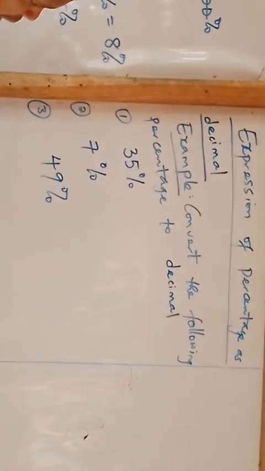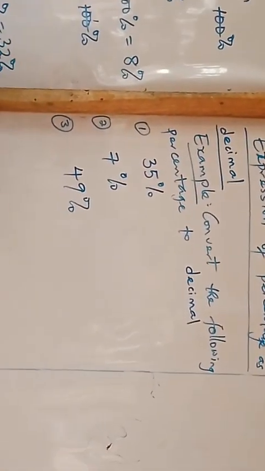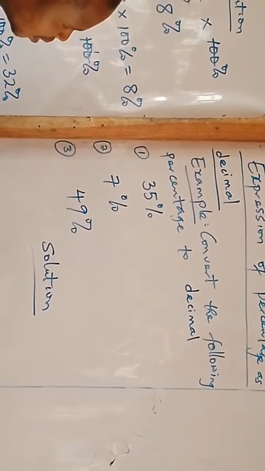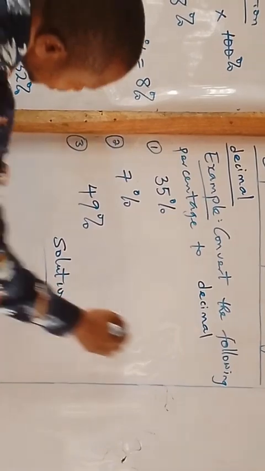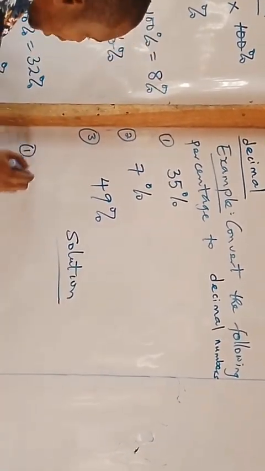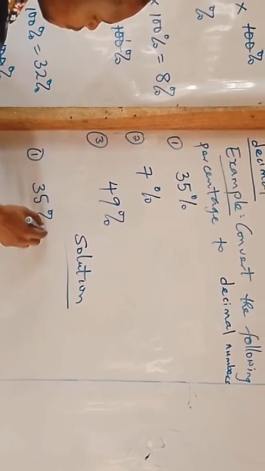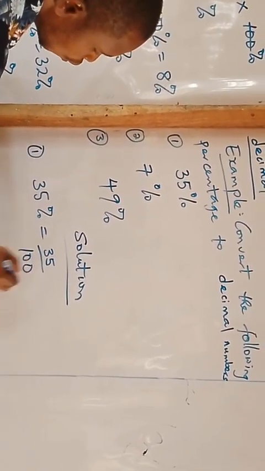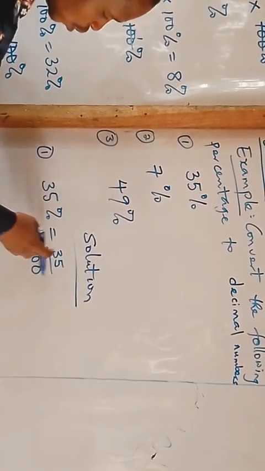And likewise, you can express percentage in form of decimal. So let's solve this. Example, convert the following percentages to decimal numbers. So we have 35%. Don't forget that 35% is equivalent to 35 over 100. So how many 100 will you see in 35?